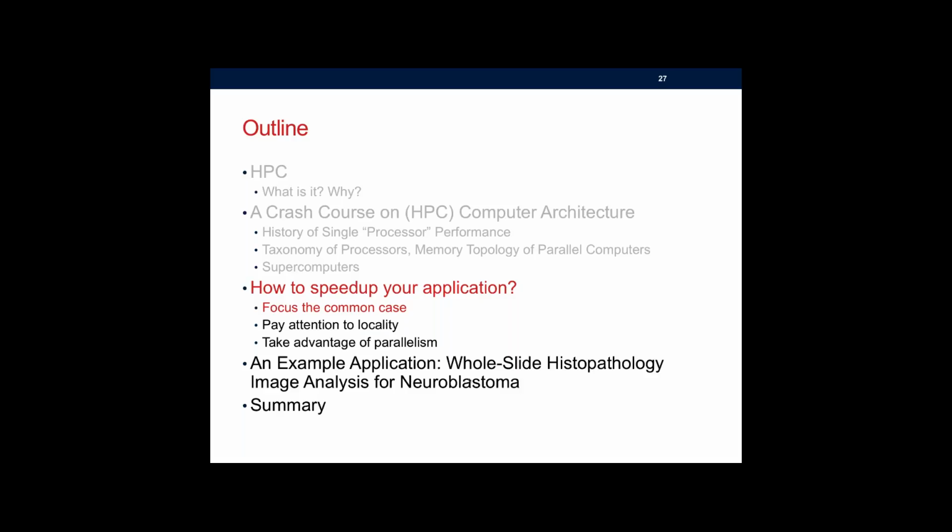So now I want to change the topic. I gave you a brief overview of what the processors look like, how they are really composed, and what the current supercomputers look like. And now I want to look at it from the application perspective. So let's say that you have an application and you want to speed up that application. When I talk about application, I will use the term workflow interchangeably.